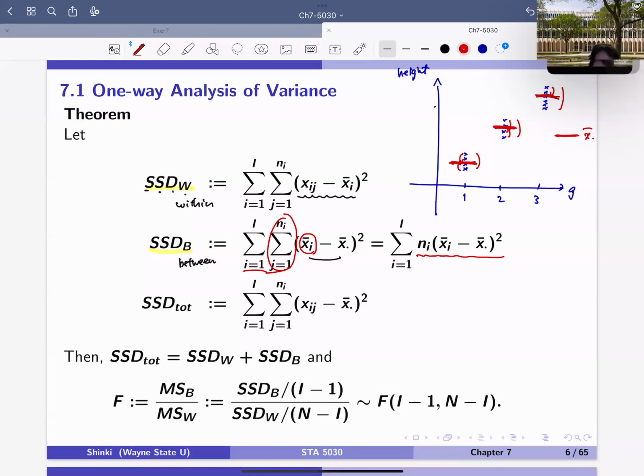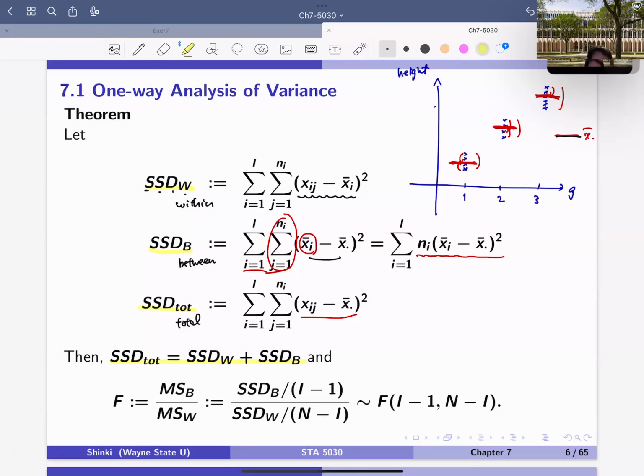And another quantity, SSD total, TOT stands for total. This is total variation. So we compare each observation with the entire sample mean. So Xij minus X bar dot. Then we take summation for all observations. So this is named SSD total. And if we manipulate some algebra using the property of Xi bar and X bar dot, we can prove that the SSD total is the summation of SSDW and SSDB.